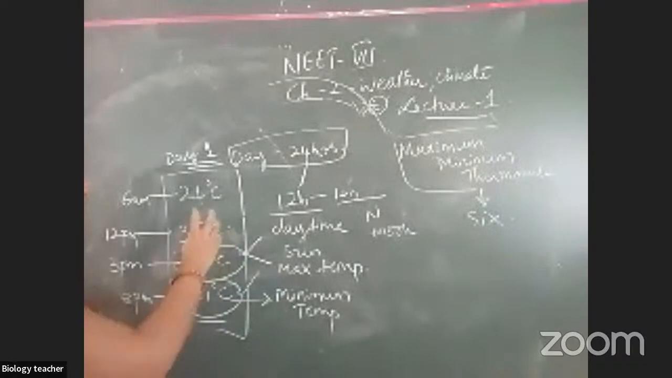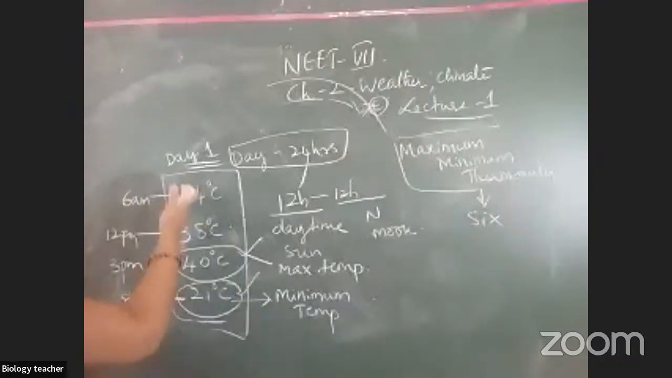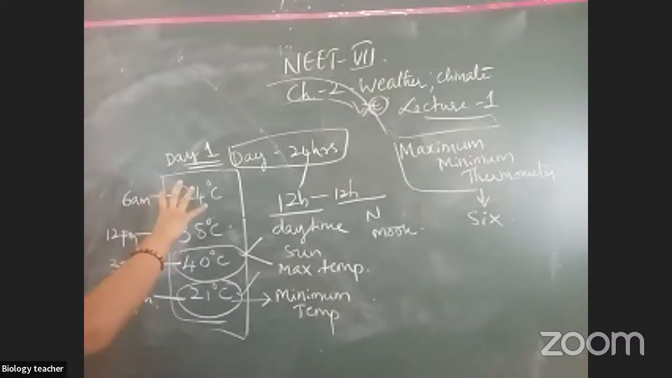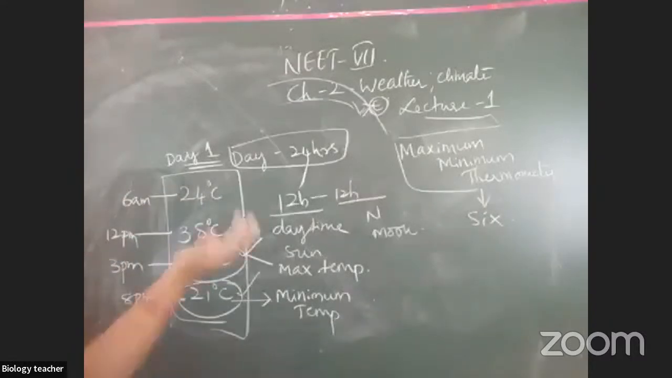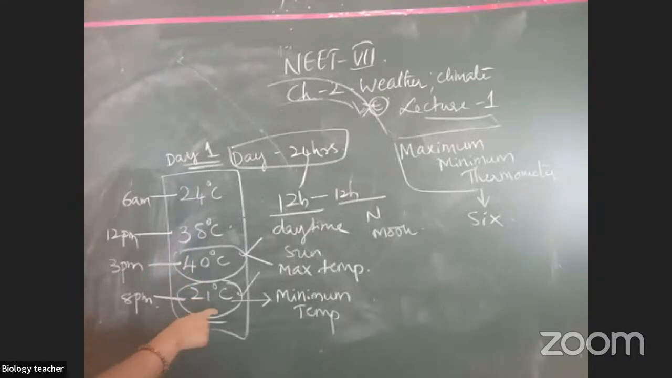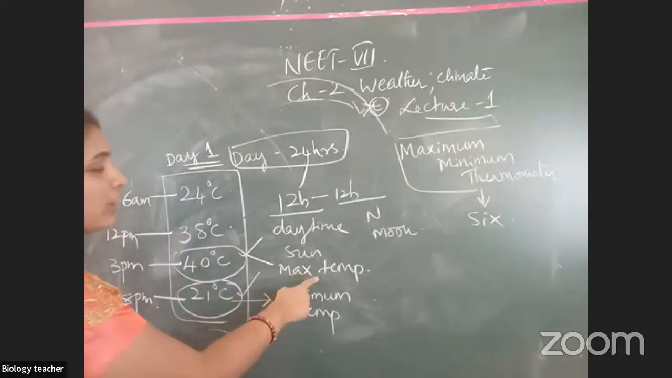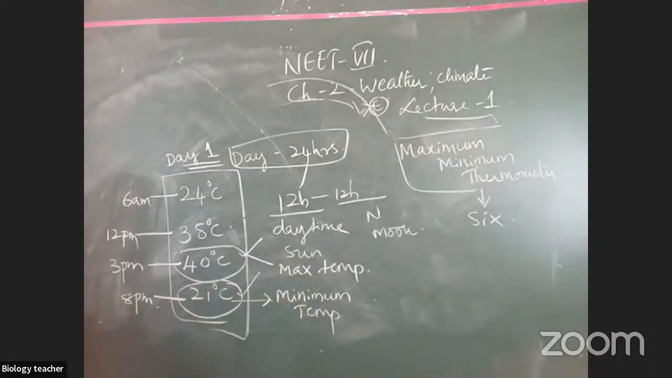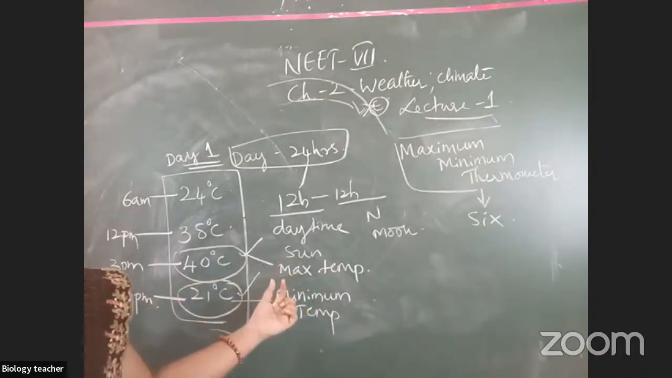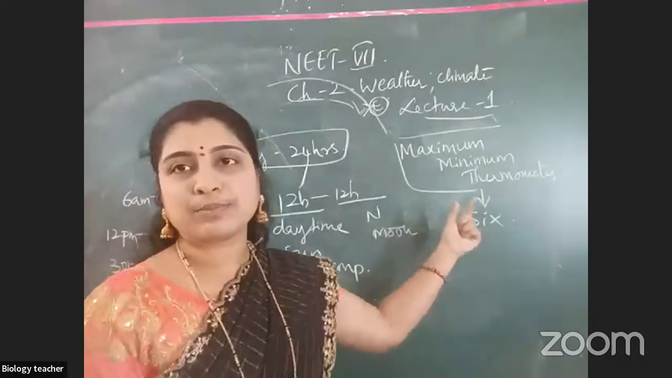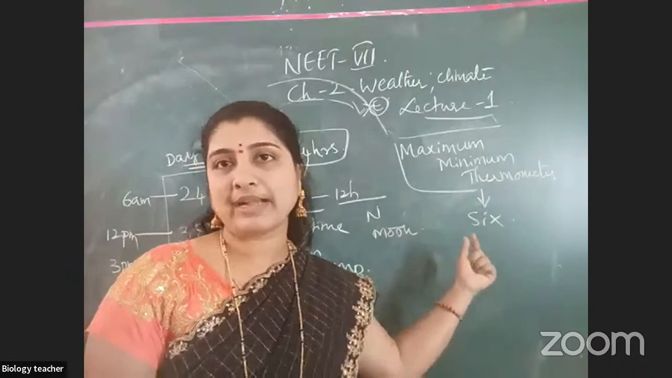Notes, then you will get to understand what is that. In a day, how many readings do we have? At 6 a.m., 12 p.m., 3 p.m., 8 p.m. So 4 readings we have taken. Out of these 4 readings, the least one is known as the minimum temperature of the day, and the highest one is recorded as the maximum temperature of the day. This temperature can be recorded with the help of an instrument known as the maximum minimum thermometer, which was invented by the scientist Six.